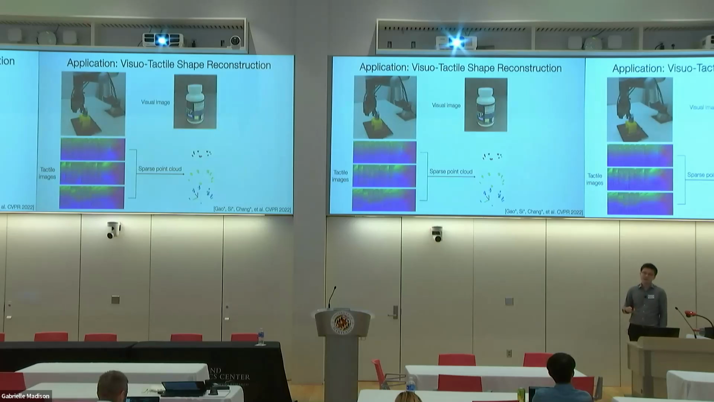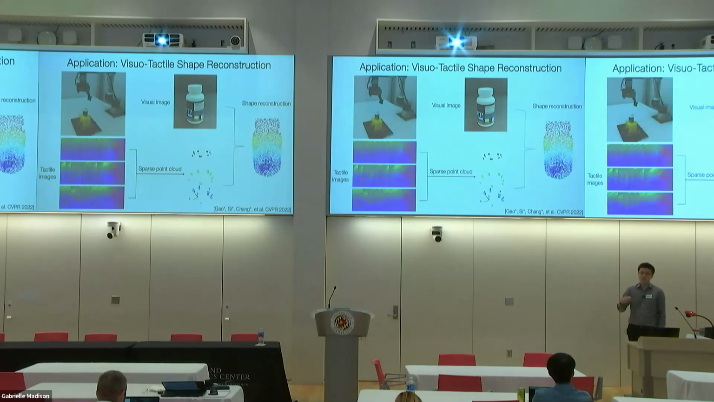And then we combine the visual information and the sparse point cloud, then use a point completion network to reconstruct the 3D shape of the object. So you can see that in this task, vision provides the global context, right? And the tactile signals give you the precise local geometry. And here we are learning in simulation, and we directly transfer the learned models to real-world objects.